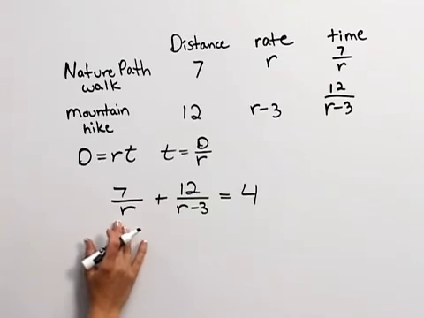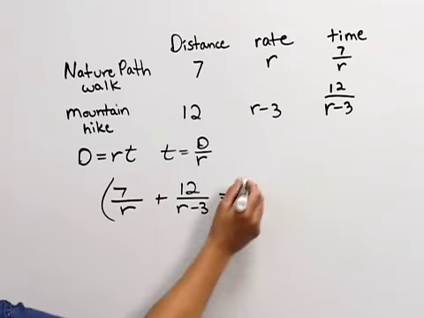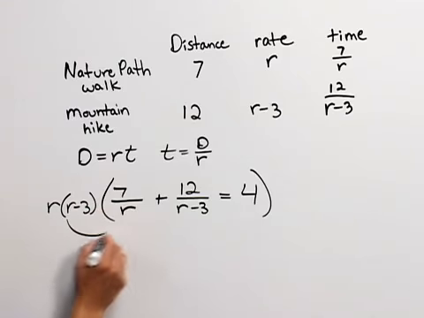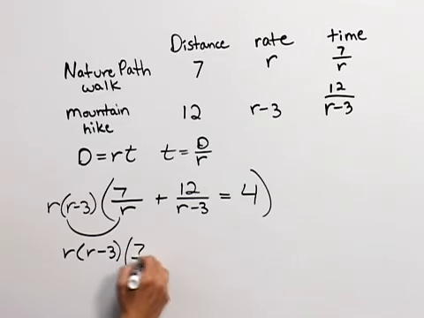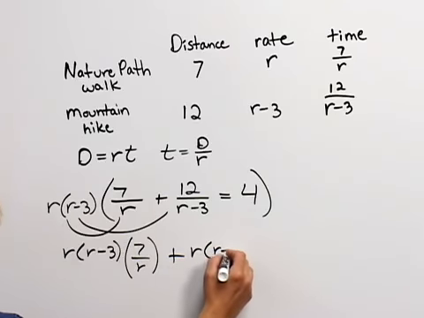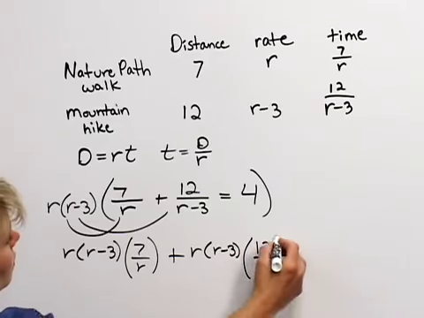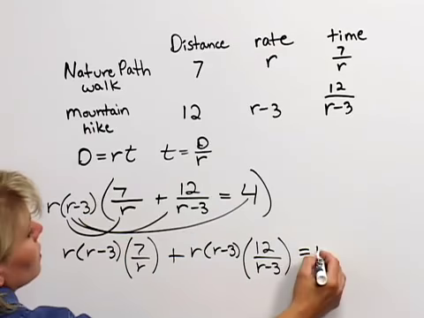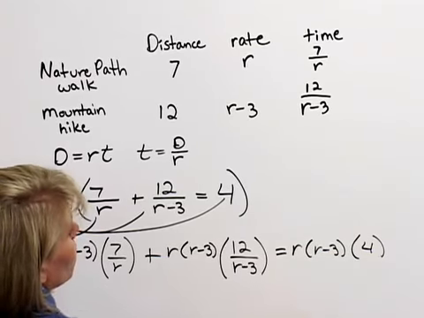So let's go ahead and solve this. Our common denominator is R times R minus 3. So let's multiply by that. We have R times R minus 3 multiplied by our first term, which is 7 over R, plus R times R minus 3 times our next term, 12 over R minus 3. And that equals R times R minus 3 times our final value of 4.